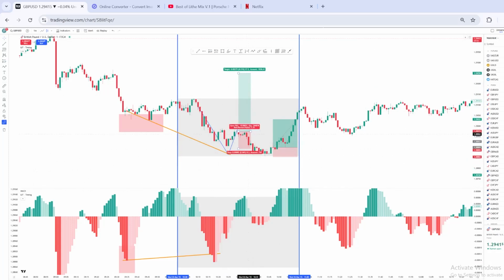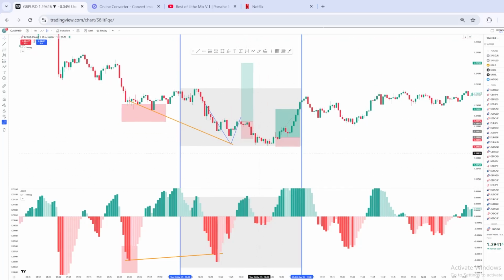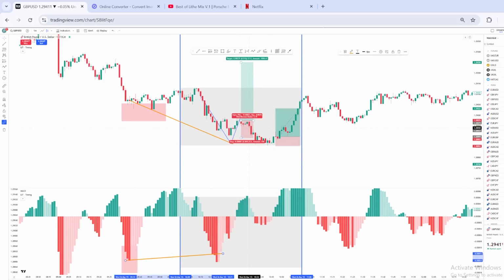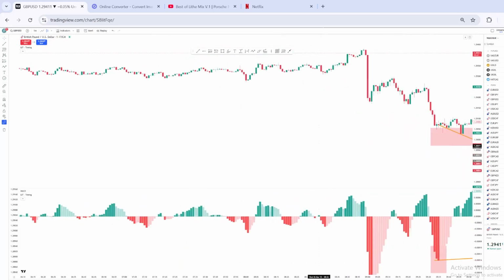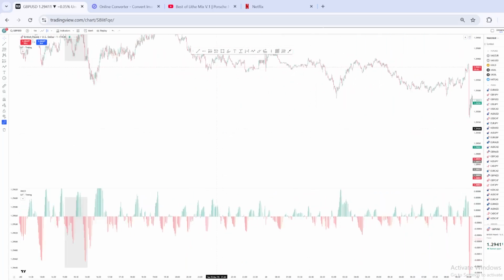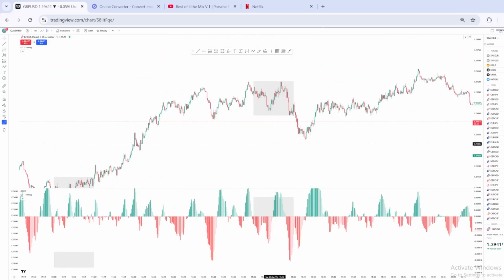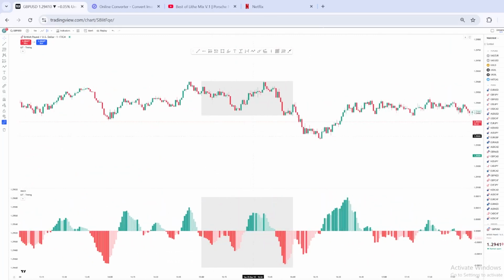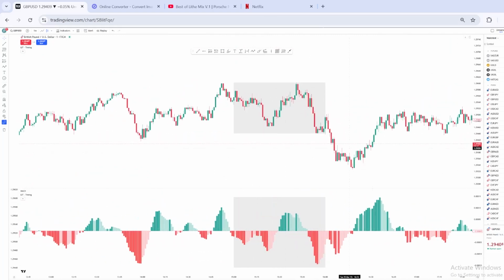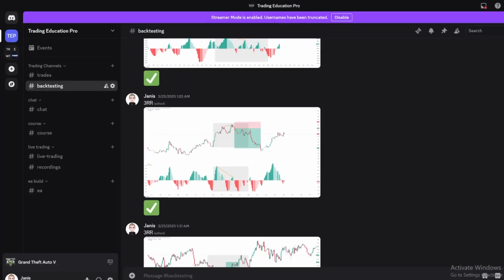Obviously in this case it failed, because it's not even a legit setup, right? We needed the regular divergence, which there is not. So I will try to find a setup where that is actually the case. So let's take a look here. It's going to be very hard to find. You know what, I will take a look here.